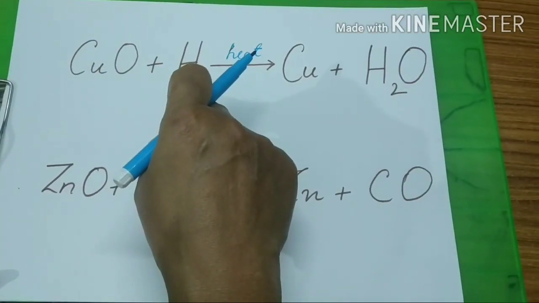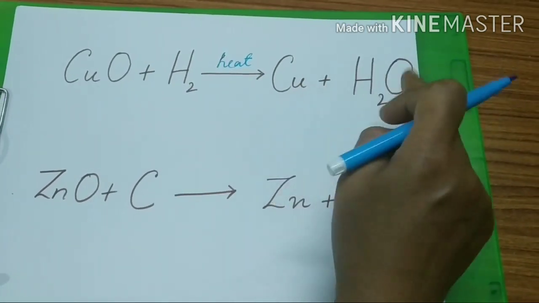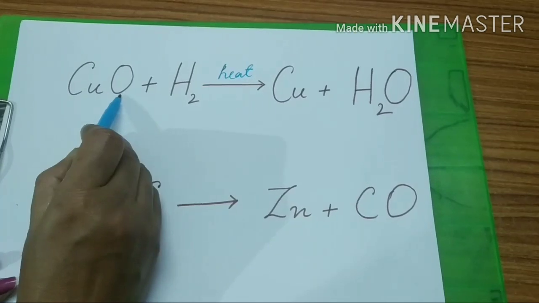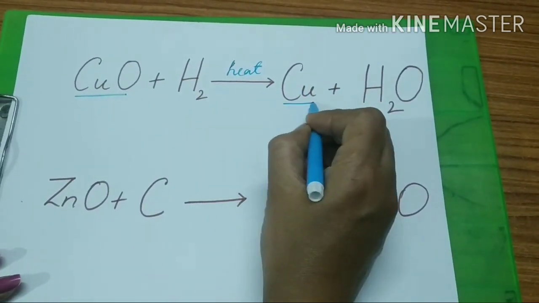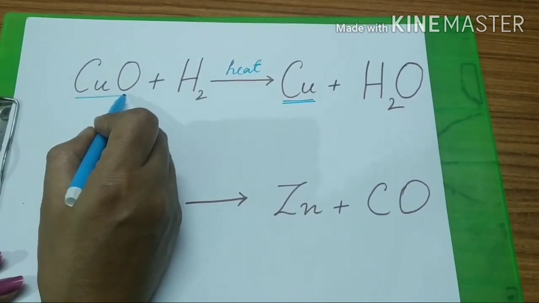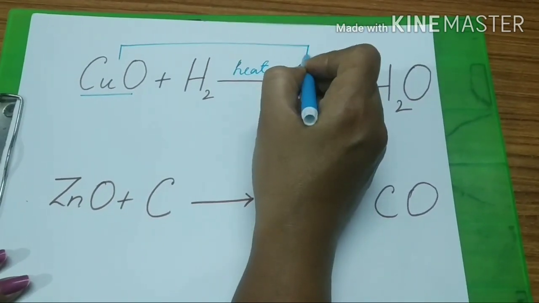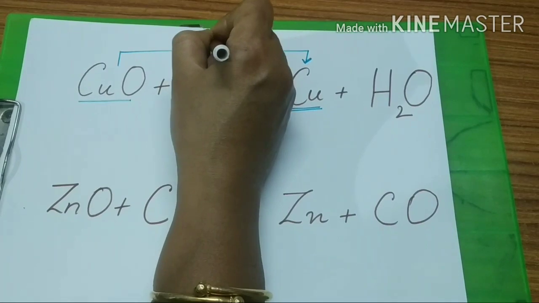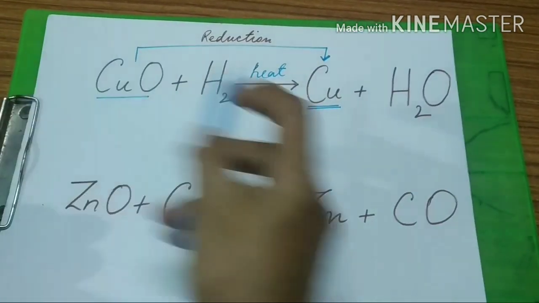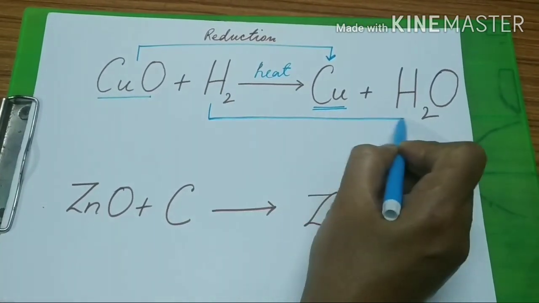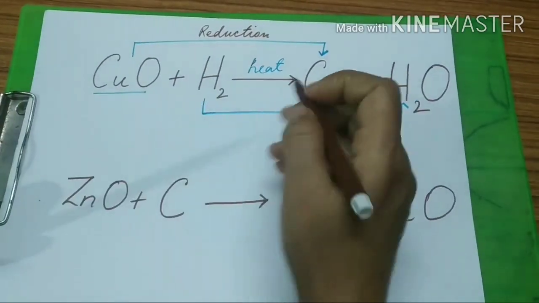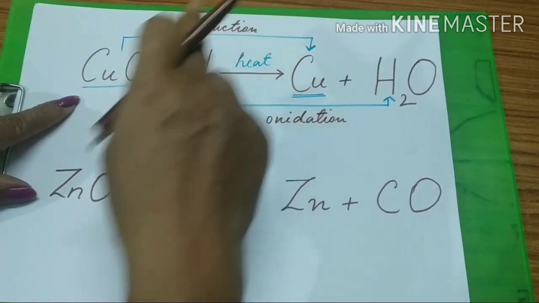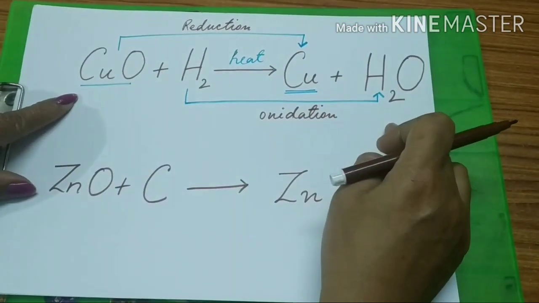Copper oxide, when it reacts with hydrogen gas, produces copper and hydrogen oxide, or we say water. Now see what is happening in this reaction. In the reactant side, we have copper oxide, cupric oxide, but in the product side, we have copper. So what has happened to this copper oxide? Oxygen has been removed. So removal of oxygen is reduction. So copper oxide is undergoing reduction. And what is happening to hydrogen gas? There was no oxygen with it, but here oxygen gets added. Addition of oxygen means hydrogen is undergoing oxidation. So in this reaction, copper oxide is undergoing reduction, hydrogen is undergoing oxidation. So this is a redox reaction.